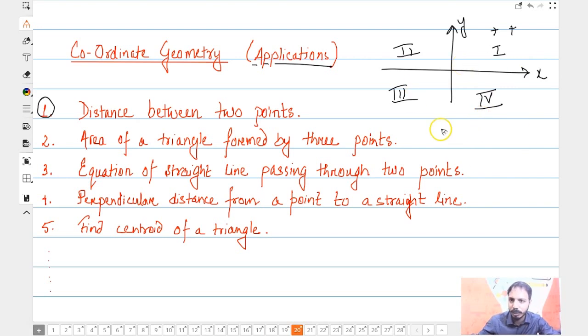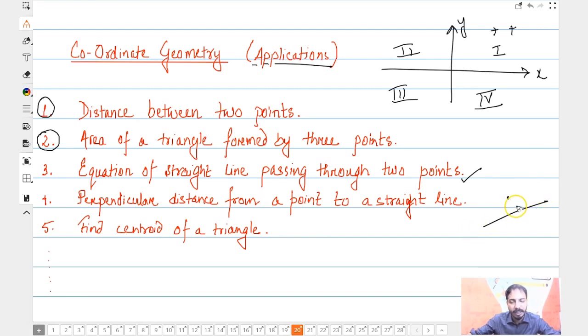I'm not explaining these basic informations here. I'm directly going to the applications, hoping that you know these basic things. Anyways, if you don't know, we will be discussing the basics in the course. So anyways, let us go to the applications so that you have some benefit here. For example, distance between 2 points. Area of the triangle formed by 3 points. Equation of a straight line passing through 2 points. Perpendicular distance from a point to a straight line.